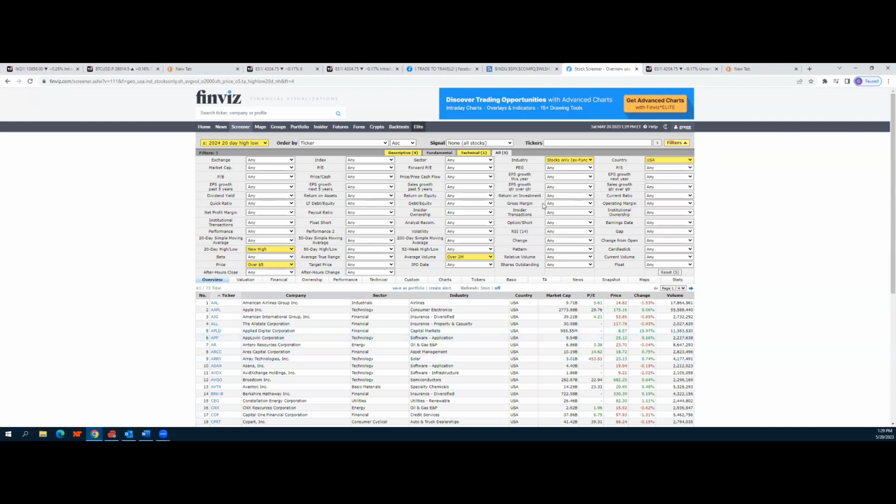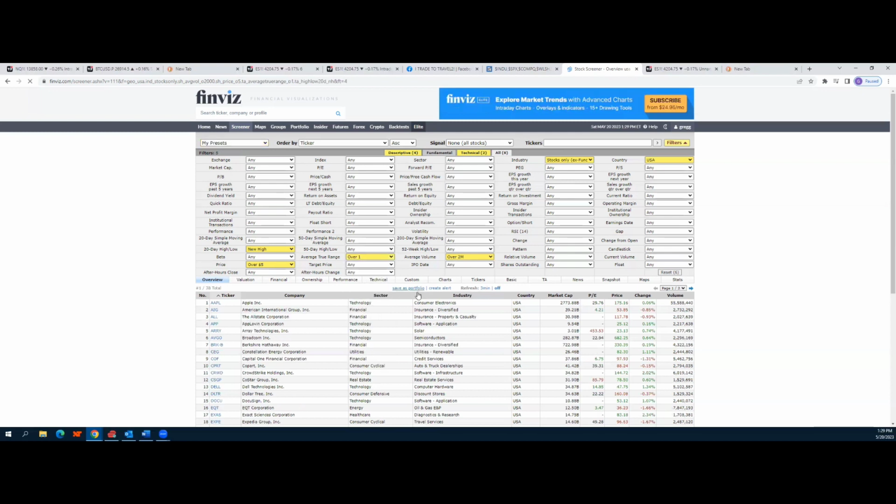Here you've got the filters. I want stocks making new highs over the last 20 days, because that shows me their strength. Over $5, and I want to see volume over 2 million. If I don't see enough, I can go to 1 million, but I want to see liquidity. Typically I like to see average true range at least 1, because it shows me movement. I want to see stocks that are optionable, and stocks in the US, that's me.